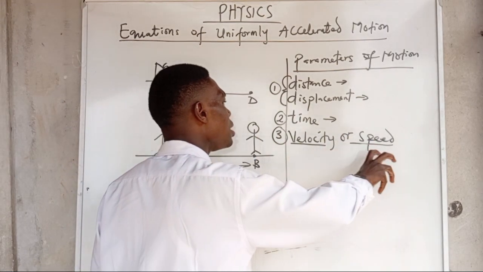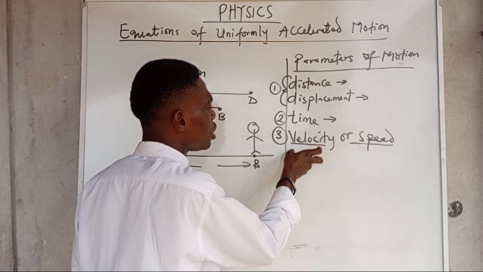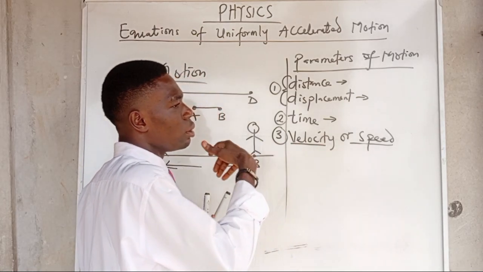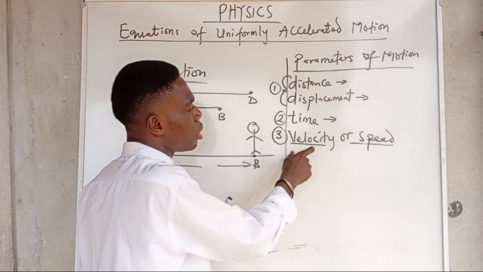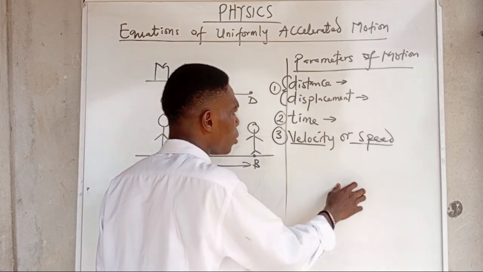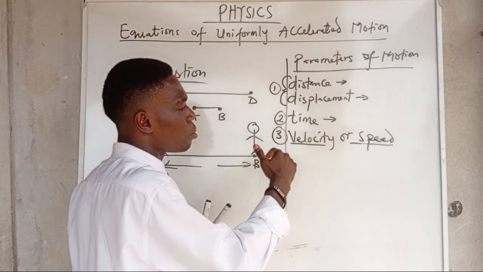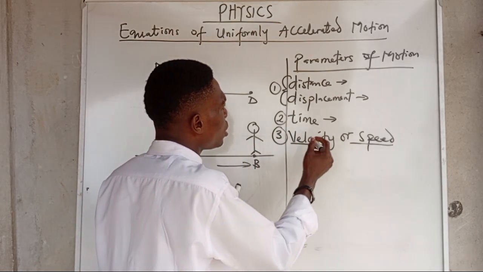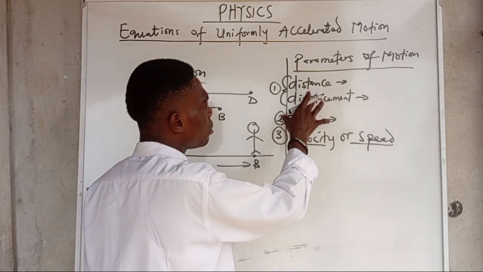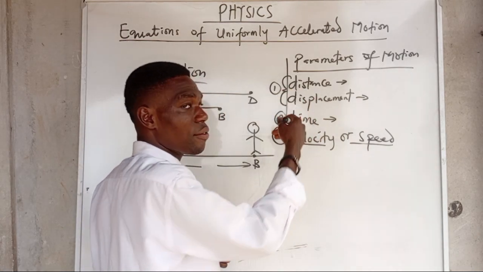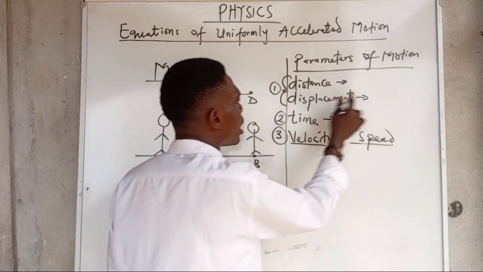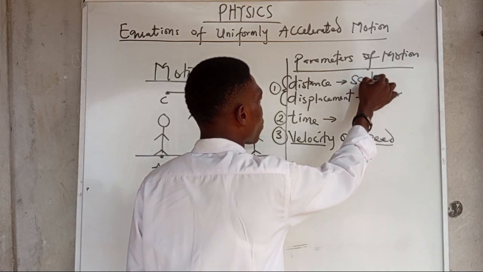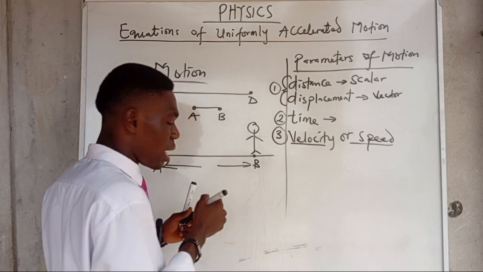Now, while speed is without direction, velocity is with direction. And let me quickly bring up the terminology, scalar and vector. Anything that has direction and magnitude is a vector. Are we together? So since displacement is the distance traveled in a specified direction, then displacement is a vector quantity, while distance is a scalar quantity. I'll be dropping a video on scalar and vector very soon.